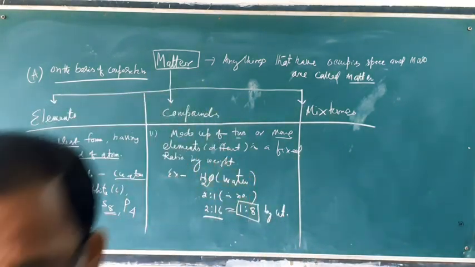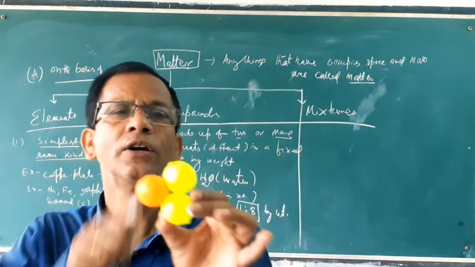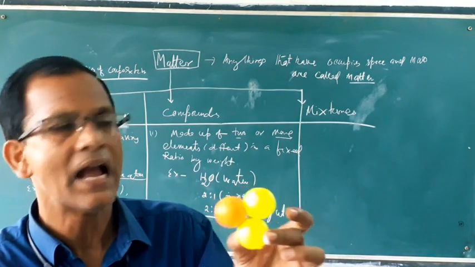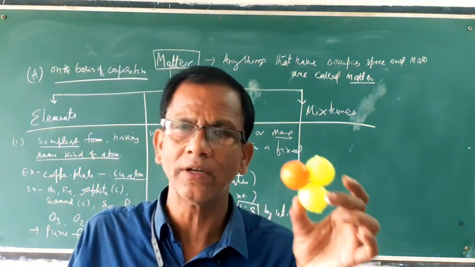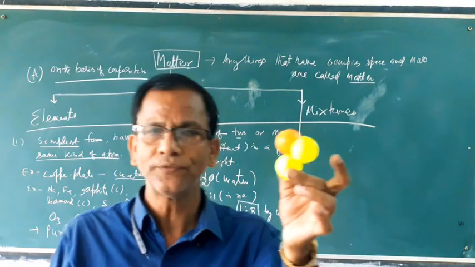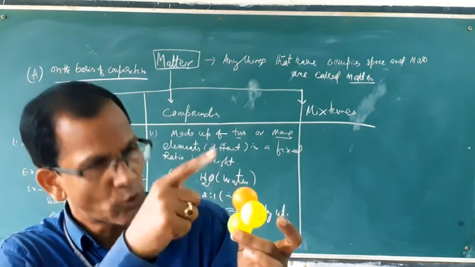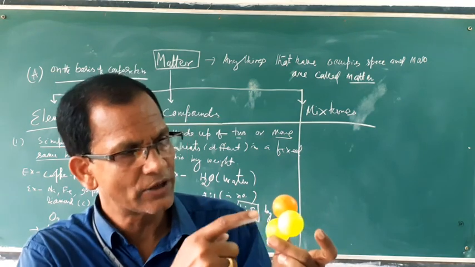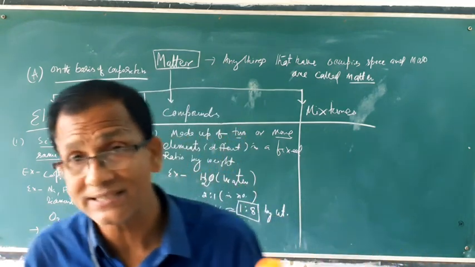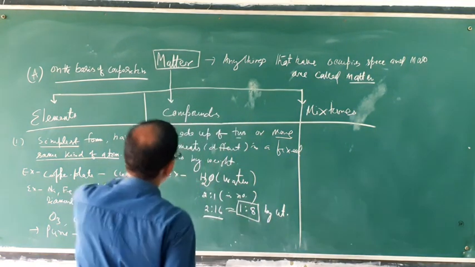For example, like this. This is a water molecule. The yellow spheres are 2 hydrogen atoms, and this orange sphere is the oxygen atom, H2O. So it is made of 2 types of elements, hydrogen and oxygen. And the total number of atoms is 3, 2 hydrogen atoms and 1 oxygen atom. As it is made of 2 different elements, hydrogen and oxygen, that's why it is an example of a compound.